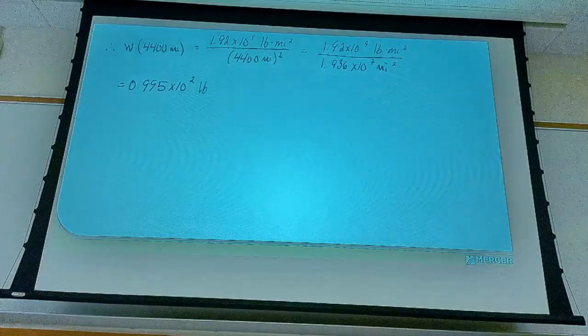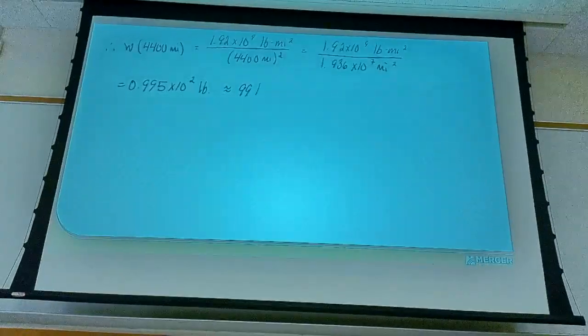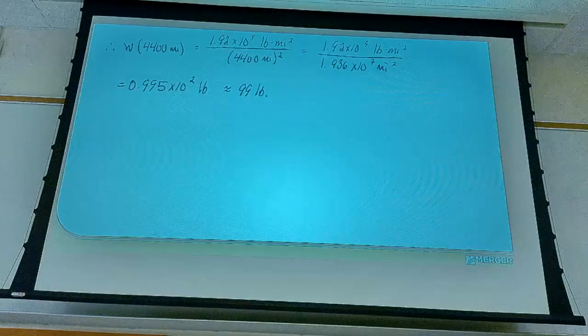And that's in pounds, so we'll say about 99 pounds. Right, 99 or 100 pounds, depending on how you want to round it. And that's just you moving the decimal point over, because it said to the nearest pound. 1.92 divided by 1.936 is not exactly 0.995. So there are two corrections I needed here.